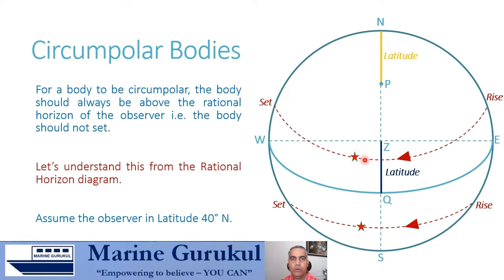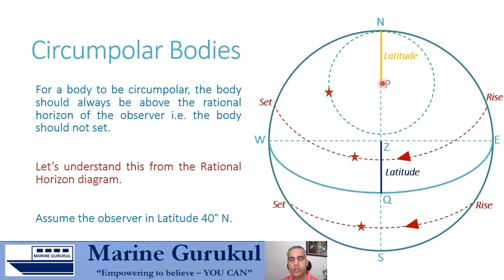Let's try to increase the declination a little bit now. Let's assume a third body, this particular star now. This is also having a northerly declination, but the declination is more than what we had in the previous case. Let's try to draw the declination circle of this particular star. Now the declination circle will pass through the body and it will be parallel to the equinoctial. Now in this case, the declination circle is going to be like this.